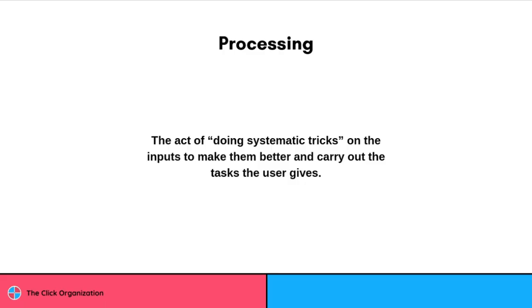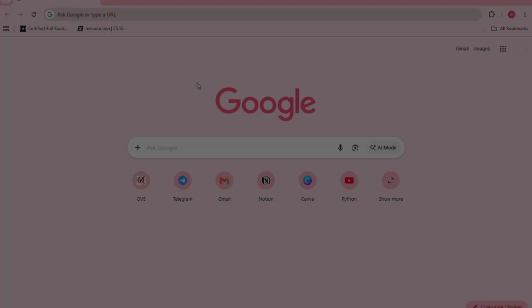So it is the act of doing systematic tricks. How? You give something to your computer, it does some acts on it in order to make it better and to carry out the task you have given to the computer as a user and to complete the task. Those acts will give a result to you, right? And that is basically doing systematic acts and tricks. And this journey overall is called processing.